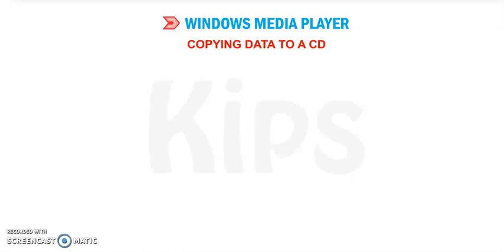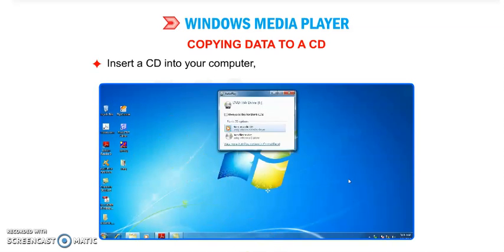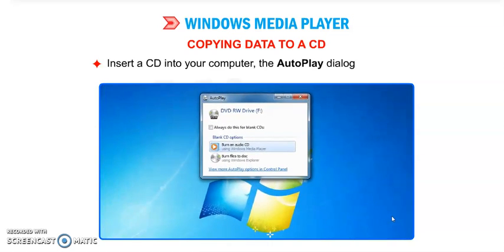Okay, two processes we have discussed. Copying data from a CD to your computer is called ripping. Copying data from the hard disk to a CD is called burning. Okay, this is the process, and I am explaining the steps of it.